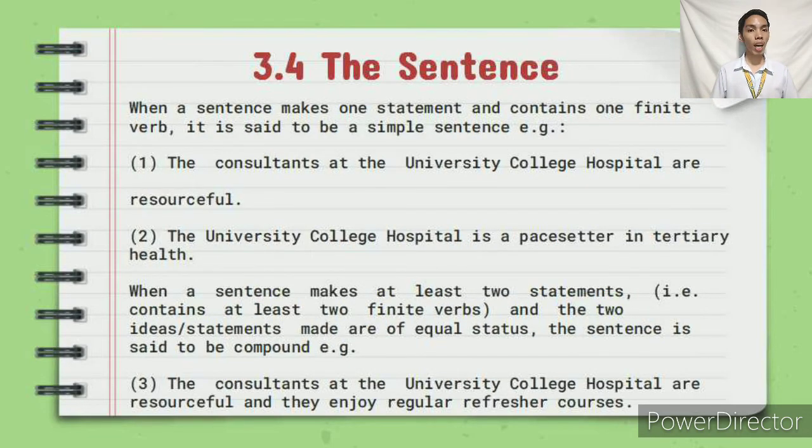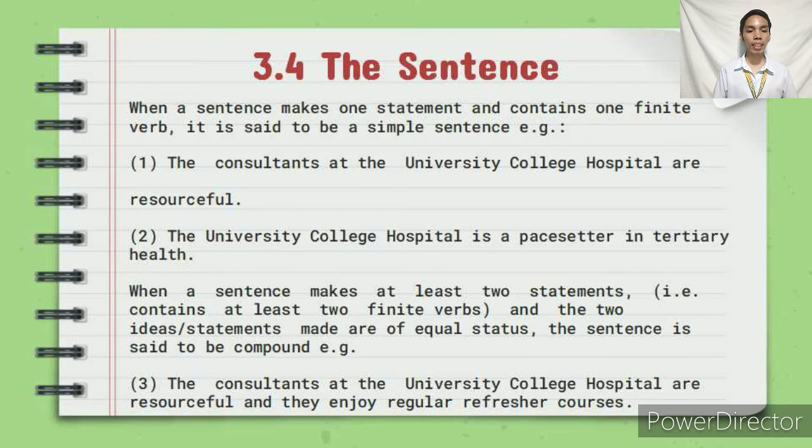When a sentence makes one statement and contains one finite verb, it is said to be a simple sentence. Take note, it has one statement and one finite verb. Example, the consultants at the University College Hospital are resourceful. So, our finite verb here is are, okay? Or shall we say that our predicator is are resourceful? And so it is only one, making this sentence a simple sentence. Second, the University College Hospital is a pace setter in tertiary health. Okay, it also has one finite verb.